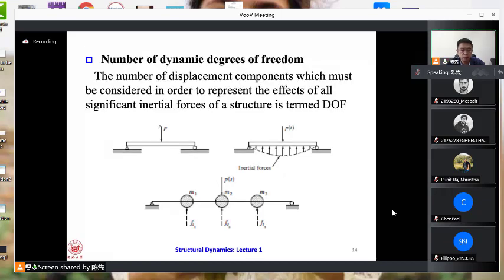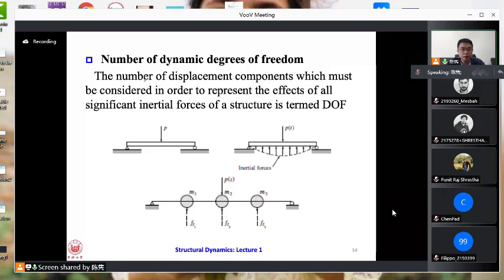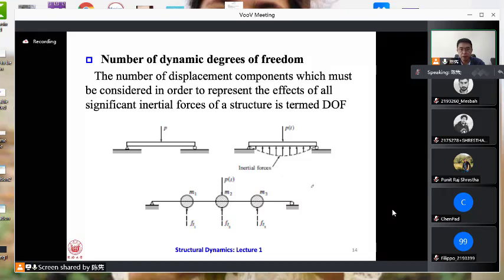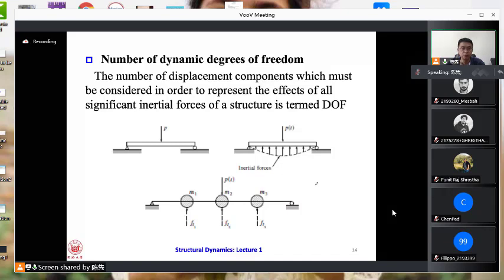And suppose this one moves only in the vertical plane, in this plane, and vertically. There's no rotation here for the mass. So how many DOF, which means degrees of freedom, how many for this one? It's three. So we need one coordinate here, one here, one here to describe this mass, this mass, this mass. So the definition of the DOF is the number of displacement components which must be considered in order to represent the effects of all significant inertial forces of the structure. In this chapter, we only discuss one DOF, which is called a single degree of freedom system.